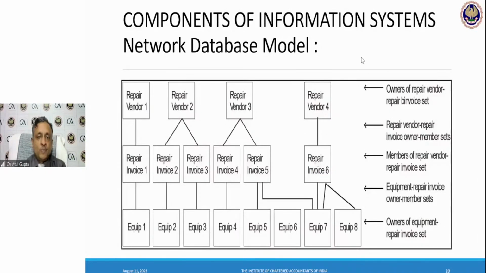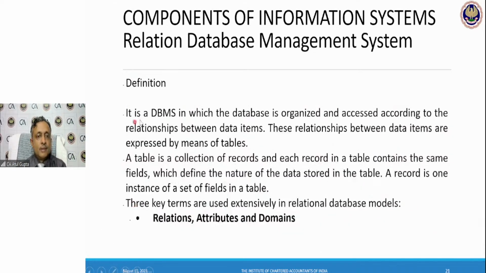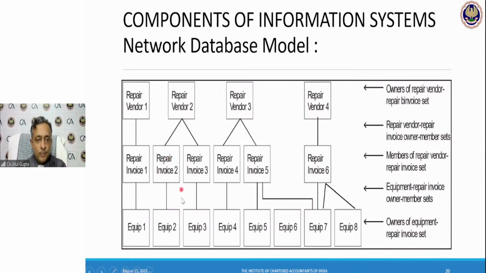This is how you look at it. So owner of repair vendor, then repair vendor 2. So owner of repair vendor set, repair vendor repair invoice owner, members of repair invoice set, equipment repair invoice owner set, and owner of equipment repair invoice set. So each has been created as different sets. That is network.